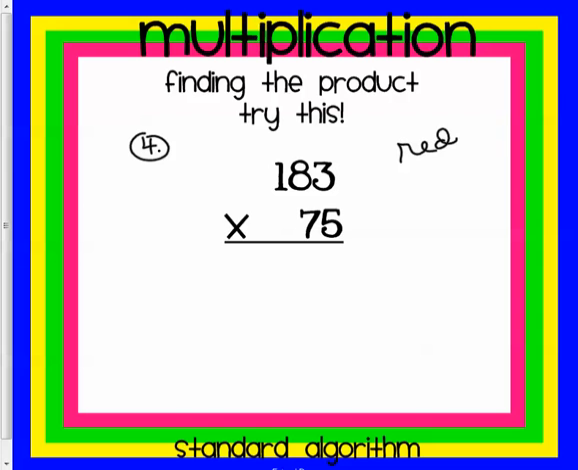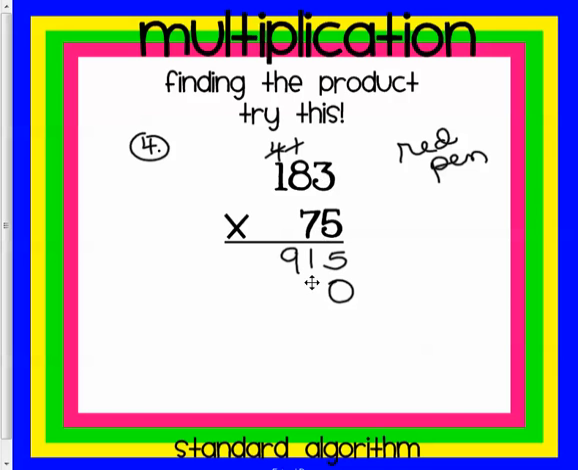Let's check our work. If we take 5 times 3, we get 15. 5 times 8 is 40, plus 1 is 41. 5 times 1 is 5, plus 4 is 9. So 5 groups of 183 is 915. Now the 70, so hold your place with a 0 in the ones. 7 times 3, I'm going to erase these. Or if you're working on your paper, just cross them out when you're done with them.